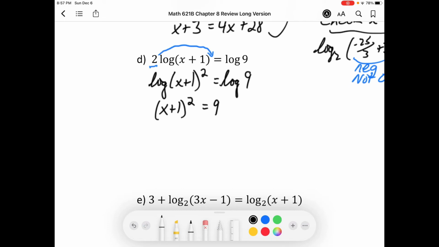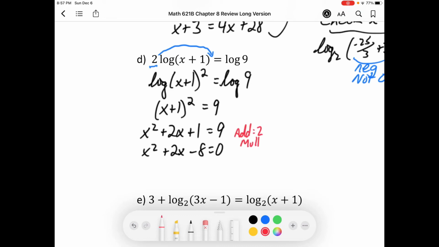Some other people are going to expand it out. Either way, you're going to get the same answer. Or perhaps you're going to use the quadratic formula later on. So I'm just going to expand it out, even though it maybe isn't the slickest technique at this point. And once I get it in trinomial form, I'll make one side 0. Then I'll factor it. I'm looking for numbers that add to 2 and multiply to negative 8.